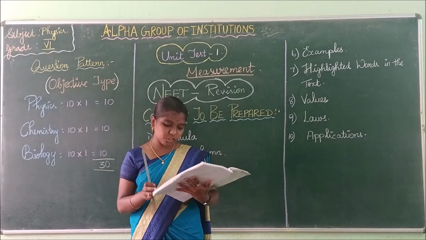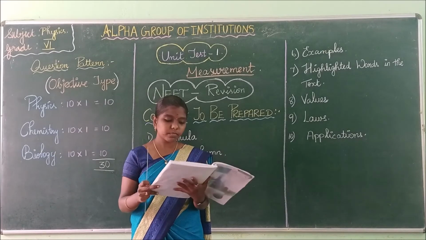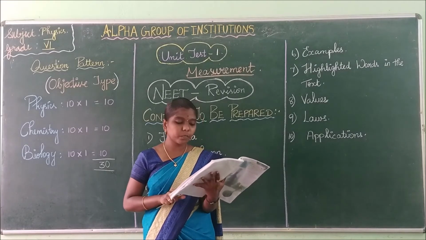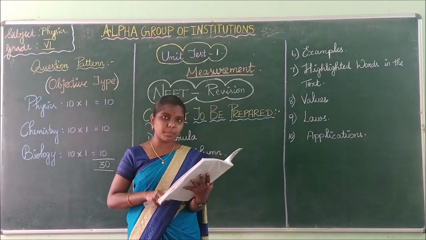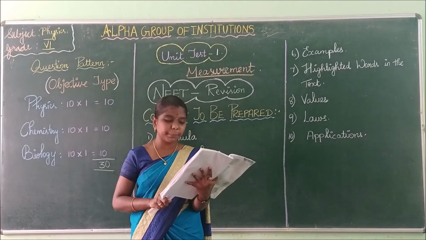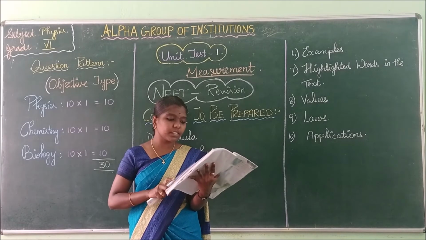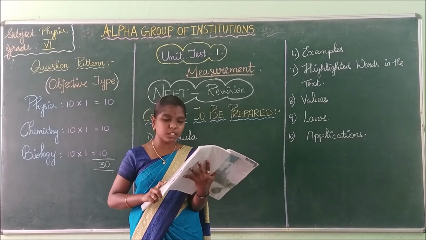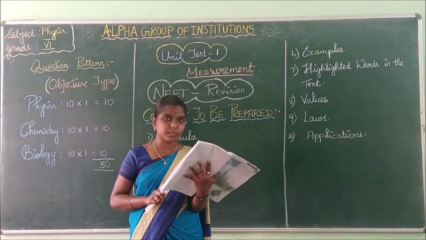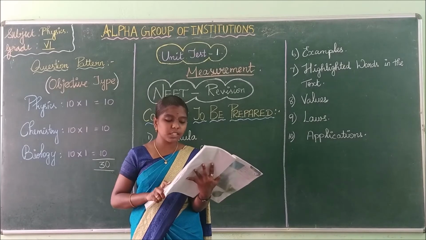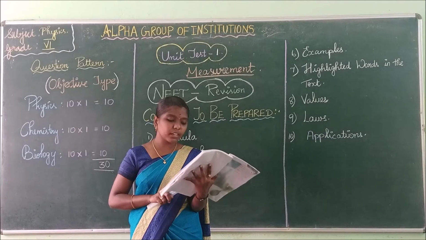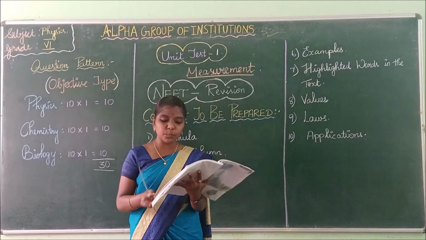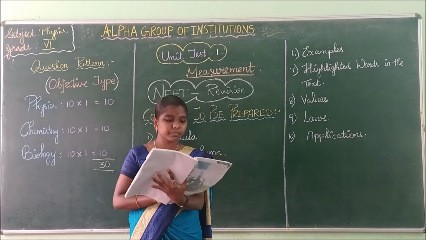Next, take page number 10. See in page number 10, the topic physical quantity. After the definition of measurement, you have the topic physical quantity. A quantity that can be measured is called a physical quantity. Underline the words physical quantity, that is given in your black letters. A quantity that can be measured is called a physical quantity.